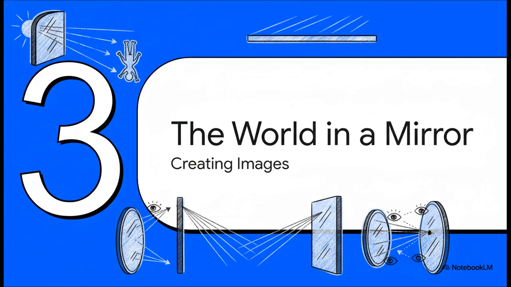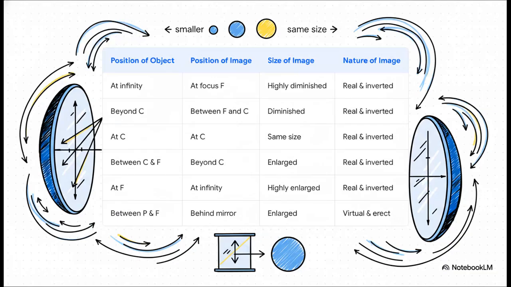Okay, so now that we have those terms down, let's see how they all come together to create the images we actually see. Because, depending on the type of mirror and where you place an object, the results can be completely different. Now, don't worry about memorizing this whole chart. The key thing to see here is just how versatile a concave mirror really is. Depending on where you place an object, the image it makes can be tiny, it can be the same size, or it can be huge.